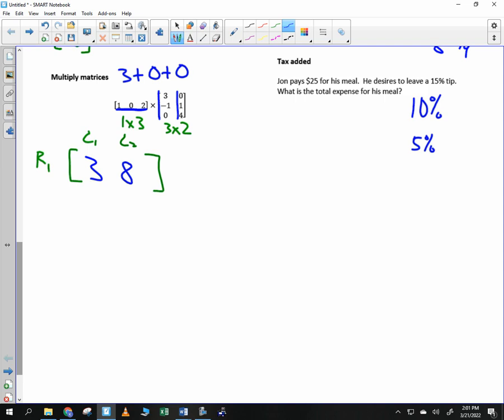So 15% would be 10% and 5%, right? What's 10% of 25? $2.50. So 5% would be half of that, right? What's half of that? So that means that $3.75 is going to be the tip, right? So the total bill is going to be $28.75.